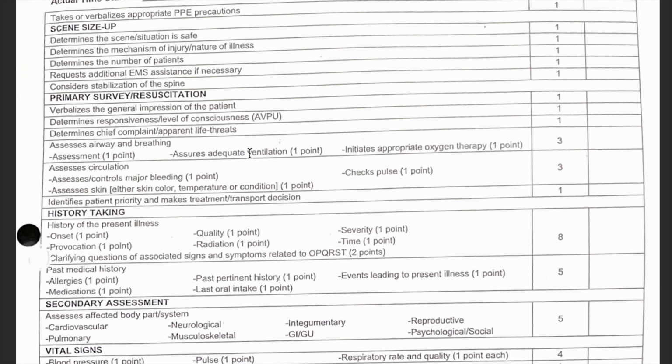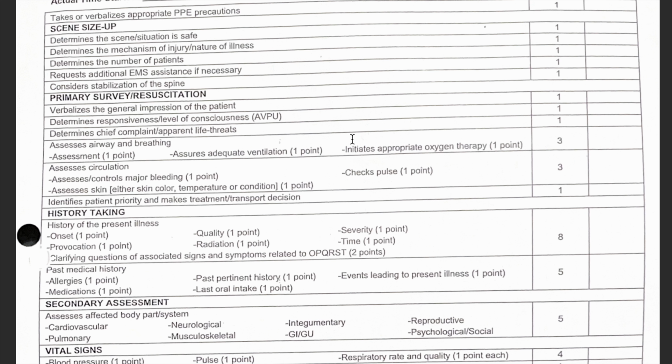And then we're going to go ahead and assure adequate ventilations. So we're going to be looking for that tracheal tugging. We're going to be looking for the intercostal muscle use, the accessory muscle use. We can even also take lung sounds at this point. Make sure that they're clear. There's no wheezing, stridor, rales, rhonchi, crackles. Just make sure that they are normal lung sounds.